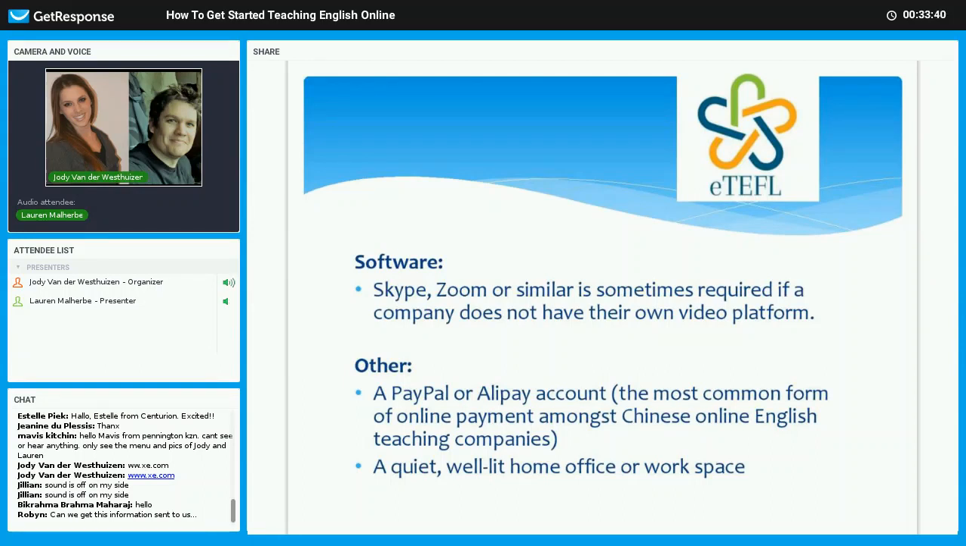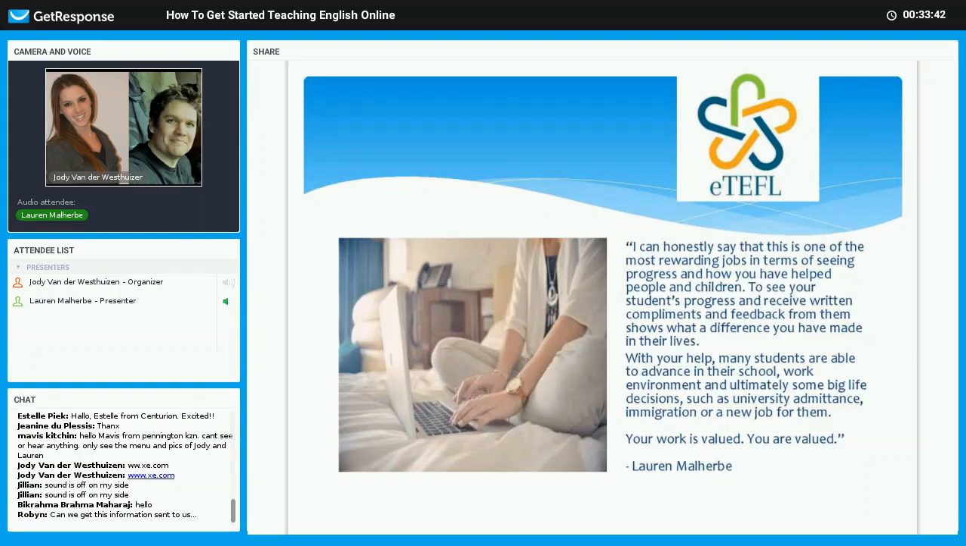All right. So some of the things. Oh yes, Lauren's quote. I've got this on the website. It's a beautiful quote, Lauren. Perfect. Could you read that for us?